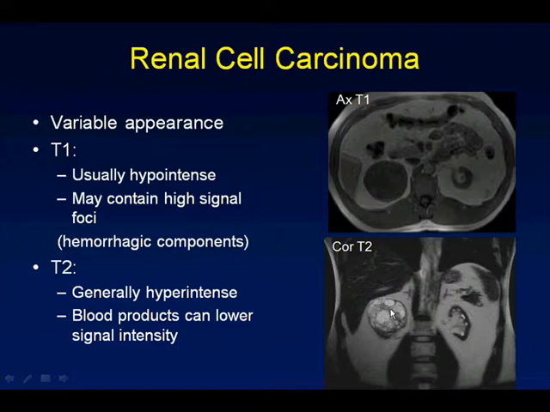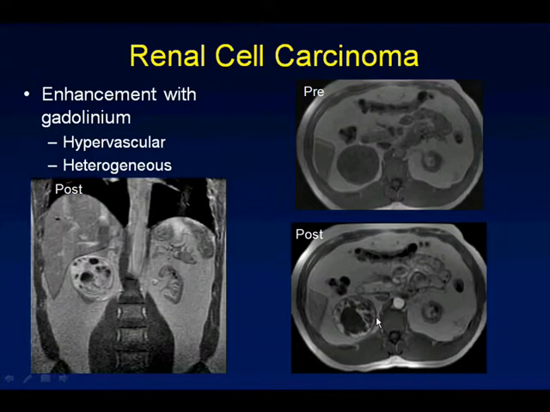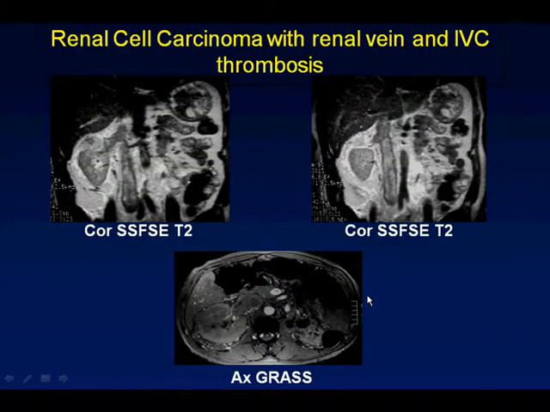This is a cystic renal cell in a patient who has a renal transplant. You can see the atrophic native kidneys and complex solid and cystic components. It does enhance with contrast, just to show that. Pre and post, you can see how vascular the lesion is. Renal cell carcinoma can also extend for tumor thrombus.